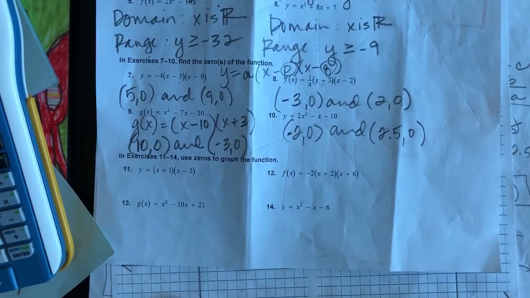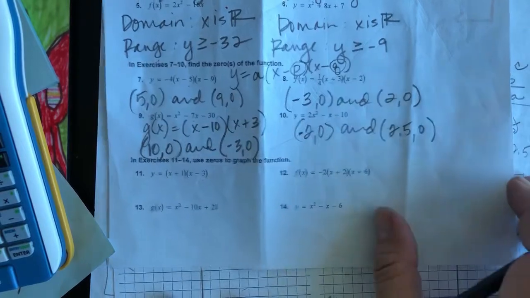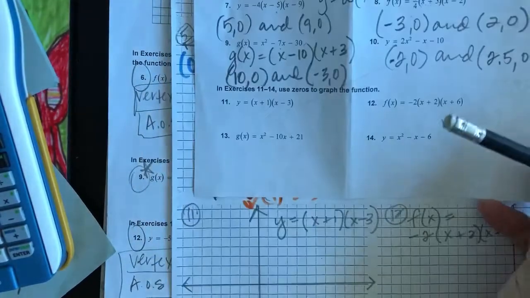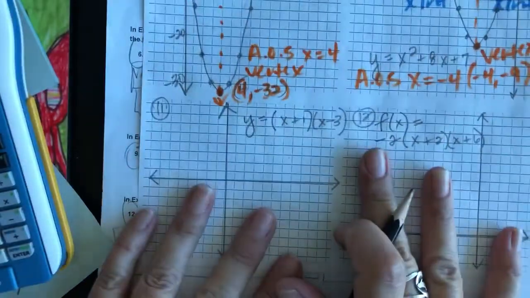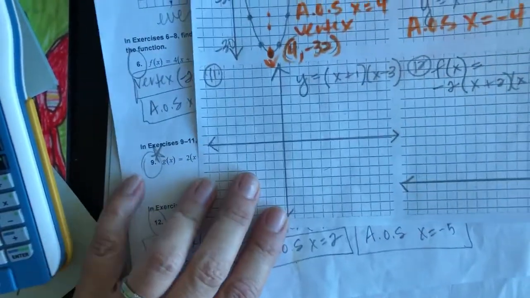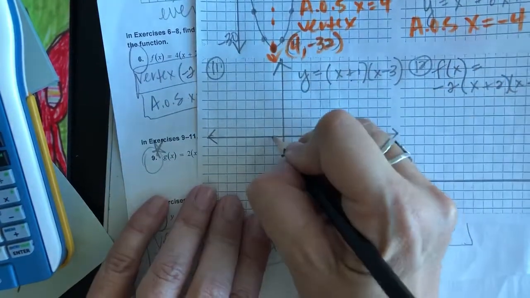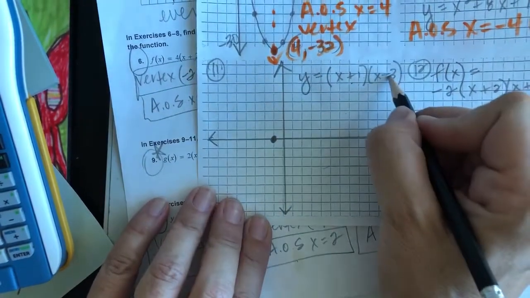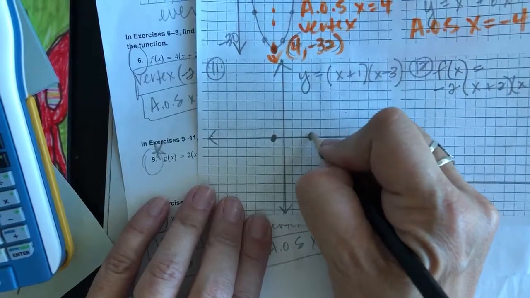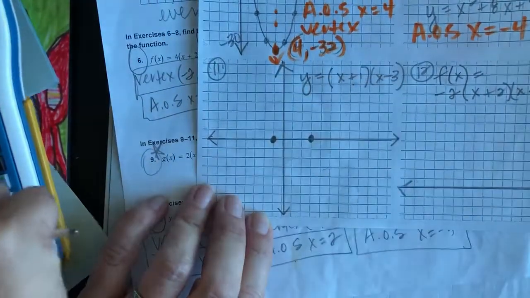when we're going in to graph these, it says use zeros to graph. I wrote the functions on my paper. I'm going to come here. Now, in intercept form, I know that this must be x minus negative 1. The zeros are going to be at negative 1 and positive 3. I know my parabola is going to pass through those points because it's in this intercept form.